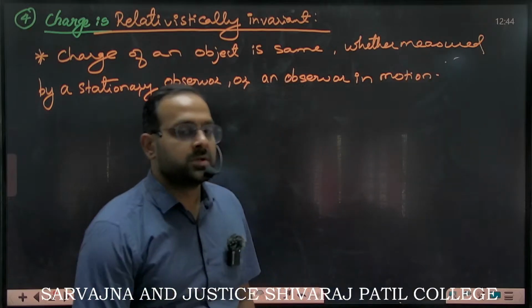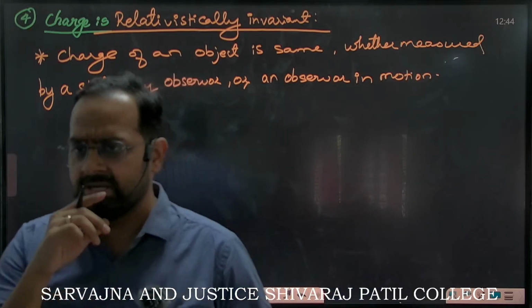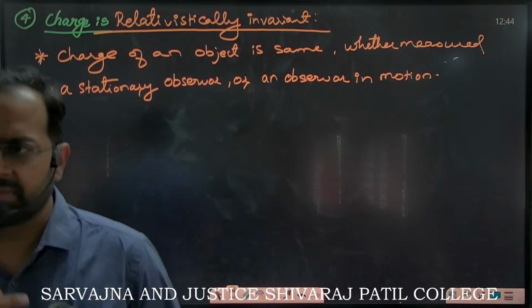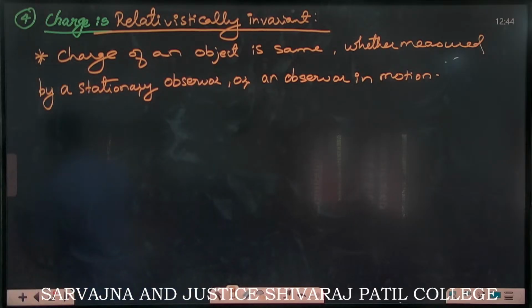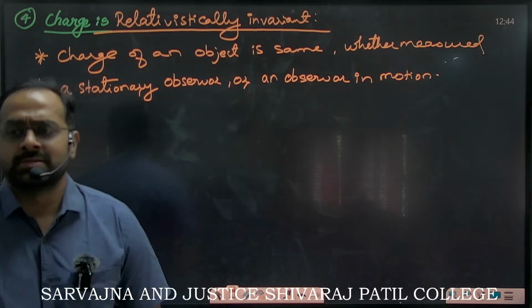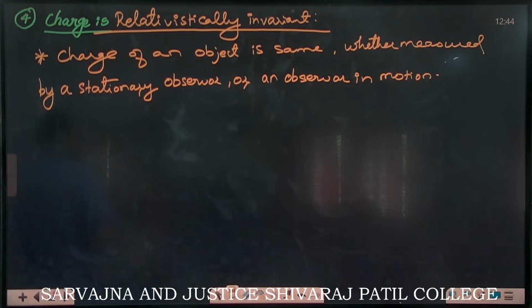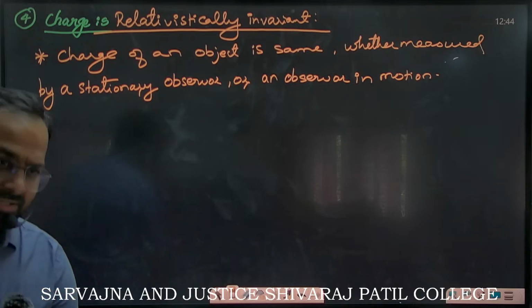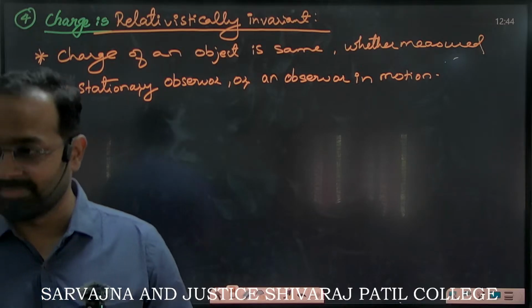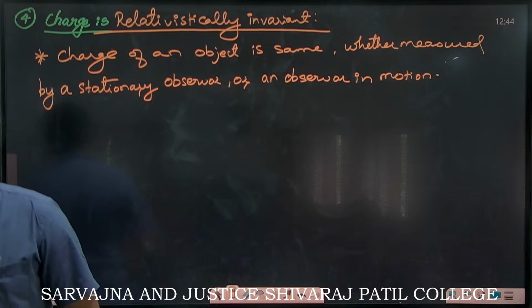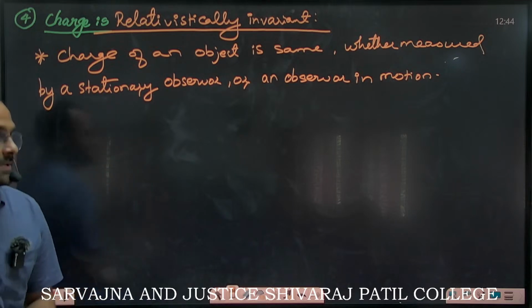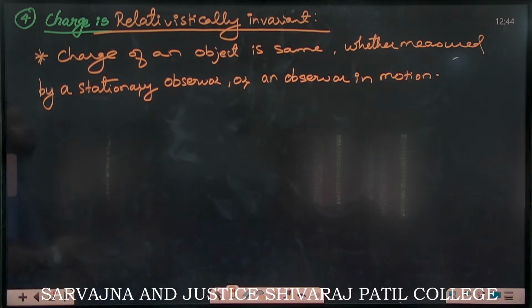So whether the charge is measured by a stationary observer or by an observer in motion, the charge comes out the same in both cases. Whether you measure the charge here or go to the International Space Station and measure it. Okay. We go to the next one.